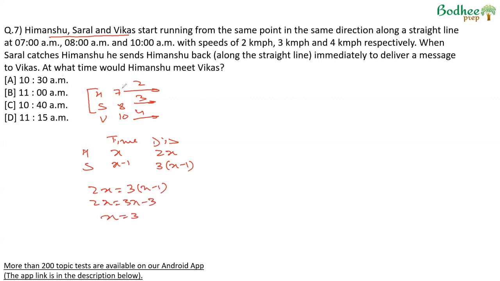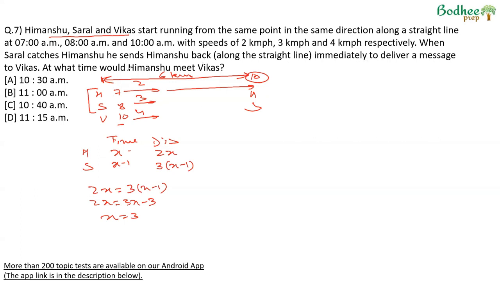So 3 hours after Himanshu started, that is at 10 o'clock, Himanshu and Saral will be at the same place, and the distance they would have covered from the starting point will be speed of 2 and time of 3 hours, so 6 kilometers. At this point, Vikas starts to travel at 10 o'clock, and that is exactly when Himanshu and Saral are meeting. Saral sends back Himanshu to deliver a message to Vikas.